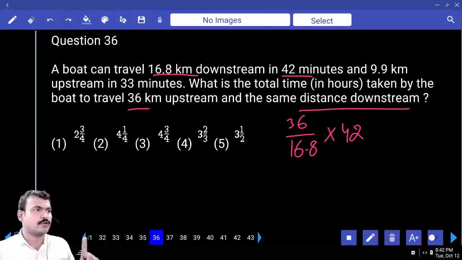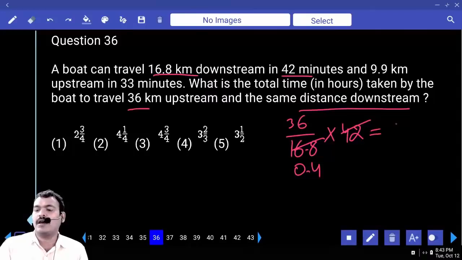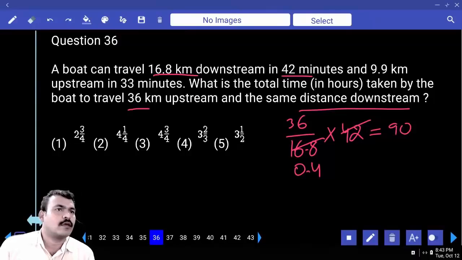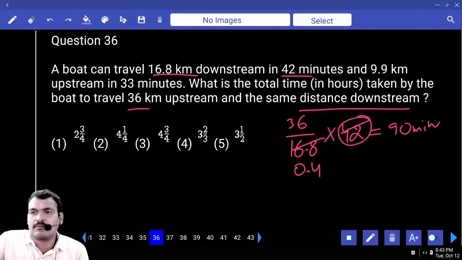16.8 kilometers takes 42 minutes, but we require 36 kilometers at the same speed. 42 doubled is 84, doubled again is 168, which means it will be 0.4. Then 36 by 0.4 is 90 times. Means 90 minutes, because 42 minutes gives us the time as 90 minutes.